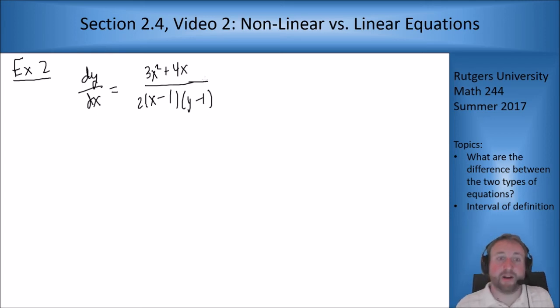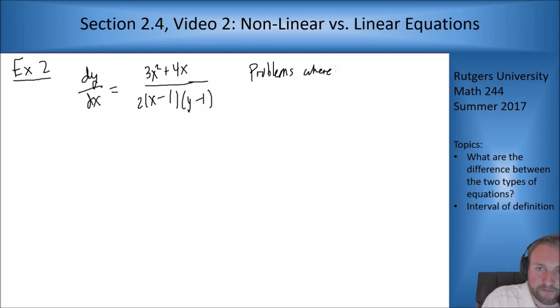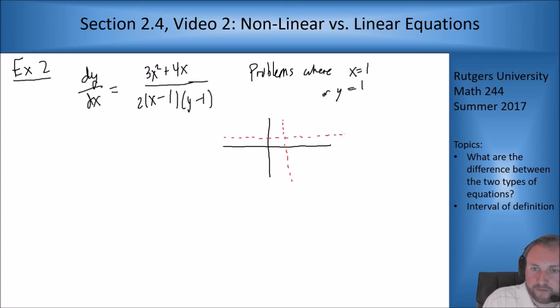Where does this guy have problems? Well, this only has problems where x is 1 or y is 1. So basically it's continuous everywhere except along these two red lines, x equals 1 and y equals 1. So we know that if we start in one of those four quadrants in terms of the red axes, we have to stay there because we can't cross over the bad spots.